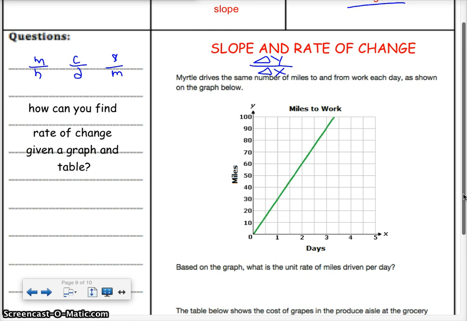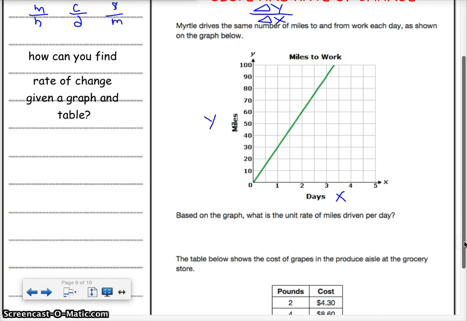on the graph below. Okay, got it. This is Myrtle's driving to work graph. So here's my y. My y is top. So this is my y, miles. Days is my x, right? X is on the bottom, y is on top. So I want to know, let's use this graph to calculate her rate of change.